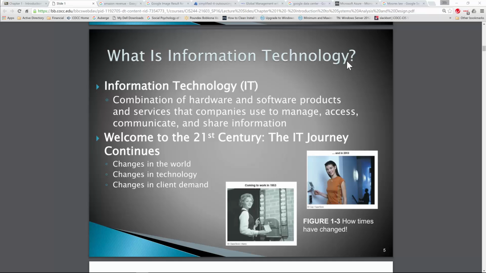So in this class, we're going to learn about systems analysis and design, but also about what it takes to be a good systems analyst. And those are key things that we'll talk about.